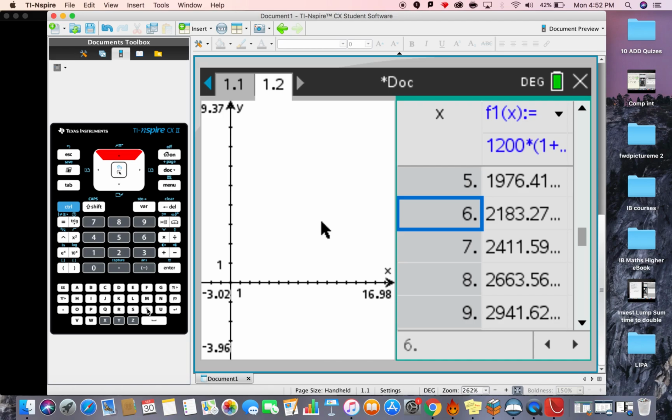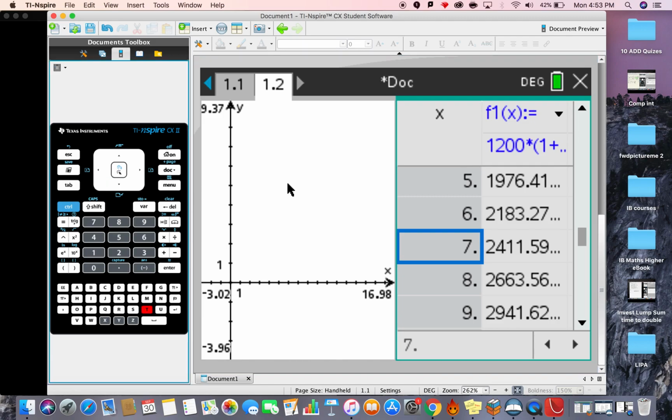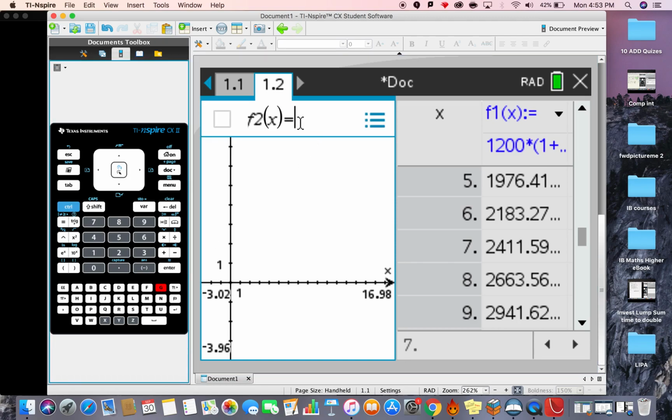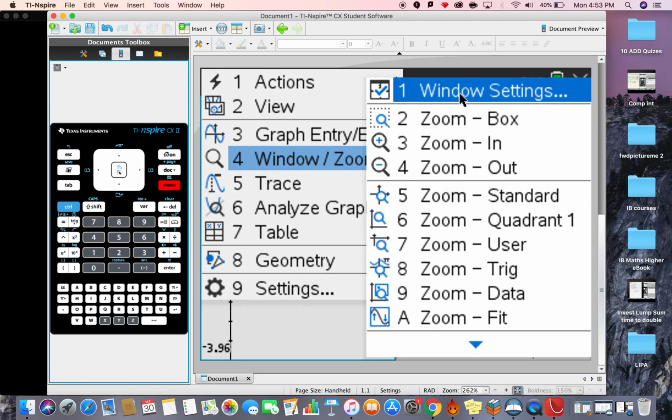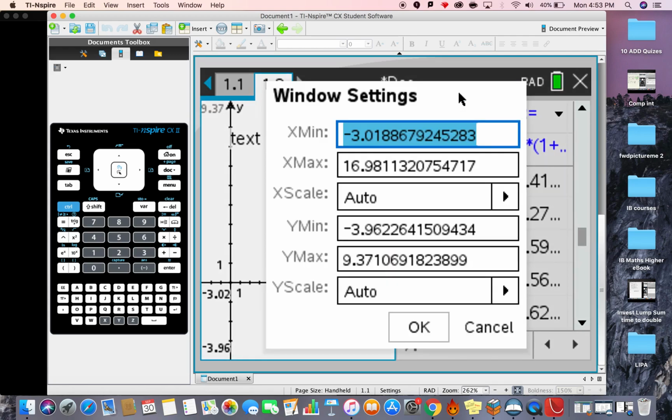So how do we decide if it's actually 6 or 7? This is where we could do with seeing the graph. 6 and 7 is here. So we're going to go back to the graph. I'm going to click on the graph itself and do Control G. I'm going to type in f2 equals 2400. And I'm going to change the scales: menu, window zoom, window settings. The x value is the percentage rates, so I'm going to go from -3% to 16%, 17%.